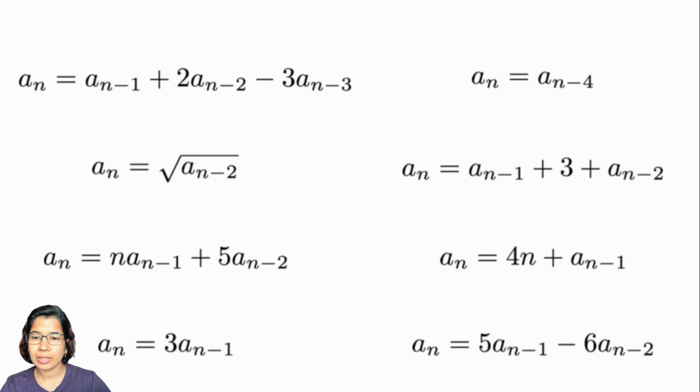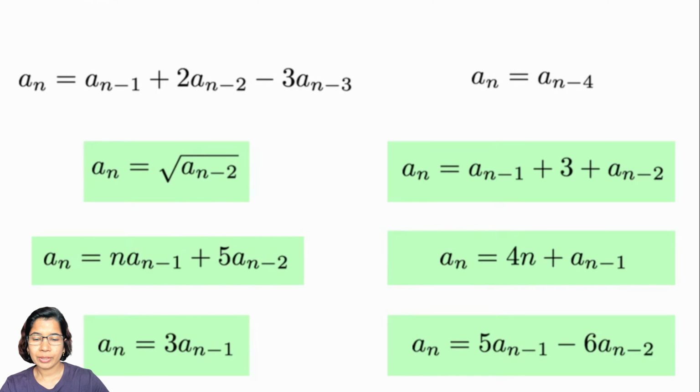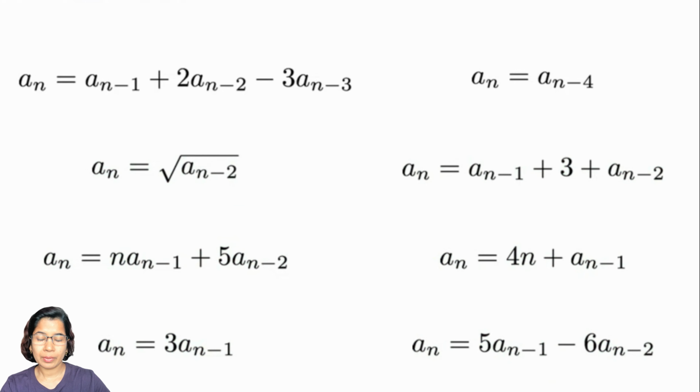Here all the equations are recurrence relations. From that we need to check which are of order 1, which are of order 2, and which are homogeneous and linear. Now from these recurrence relations, only these recurrence relations are of order 1 and order 2. So here you can see all are n minus 2, n minus 1. So that's why these are order 1 and order 2.